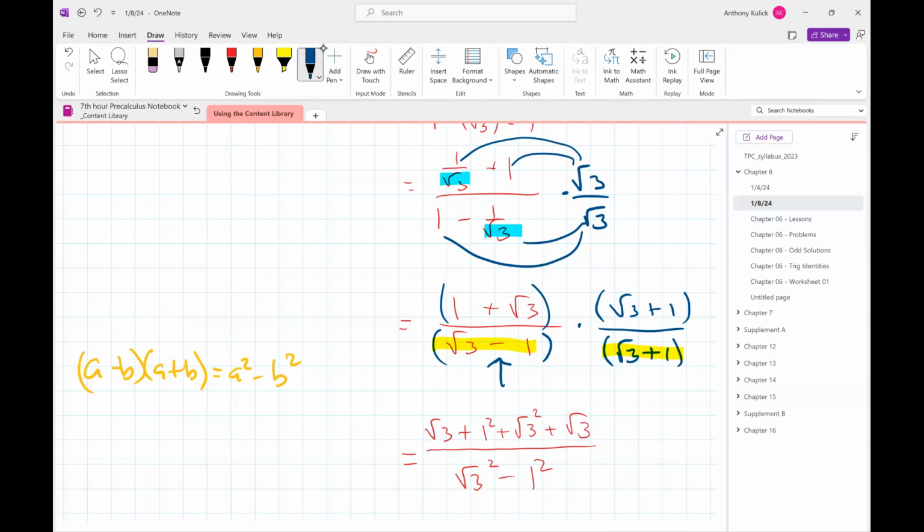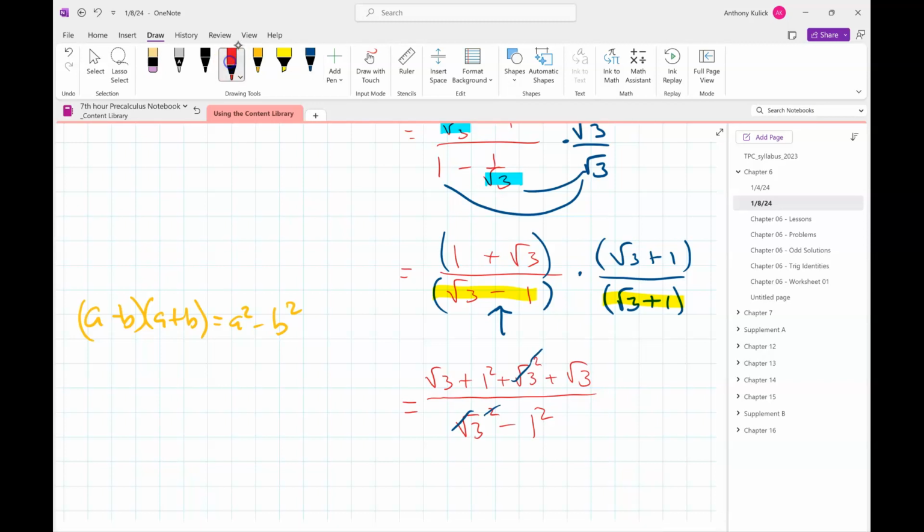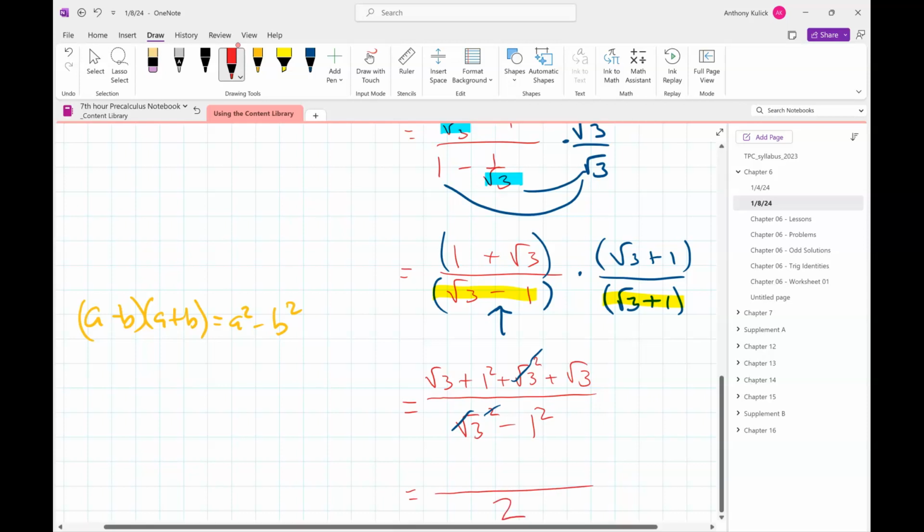So I just FOILed out the numerator then. Is everybody okay there? I know that squares cancel square roots. And 1 squared is just 1. So the denominator just becomes 3 minus 1, or 2. And the numerator has a 1 plus 3, so that's a 4.